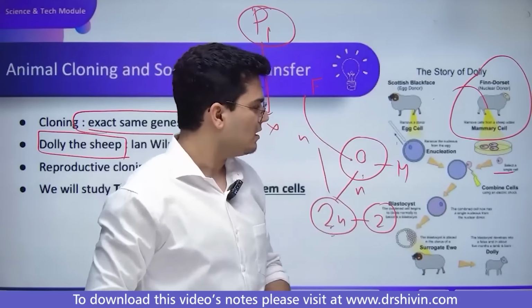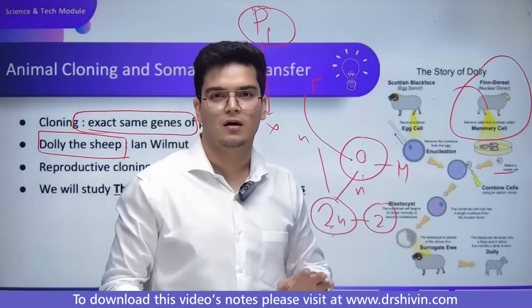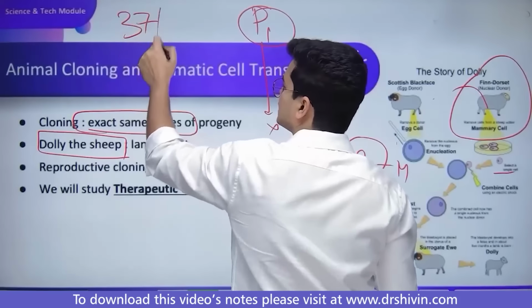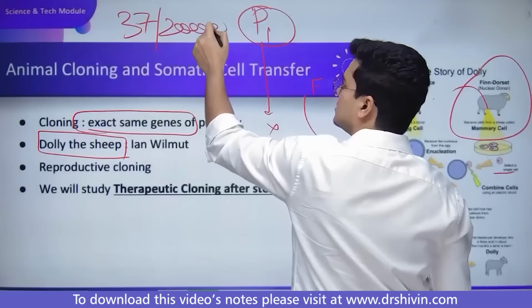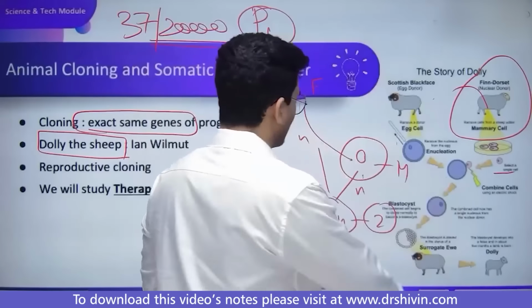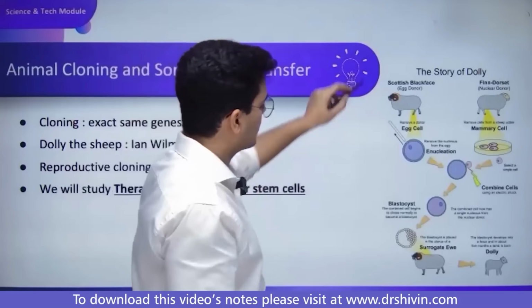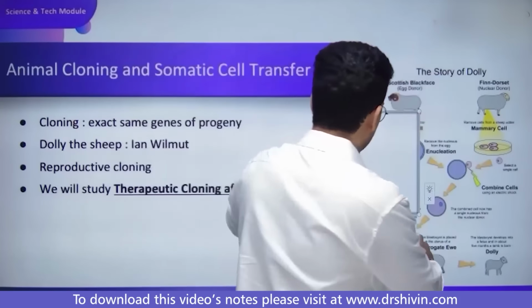थोड़ा सा फर्क आएगा कि egg में mitochondrial DNA भी होगा, but like I had told you, mitochondrial DNA only has 37 out of the 20,000 genes. So it is not a complete clone, but it is very close to a complete clone. Okay, एक बार आप ये देख भी लो.